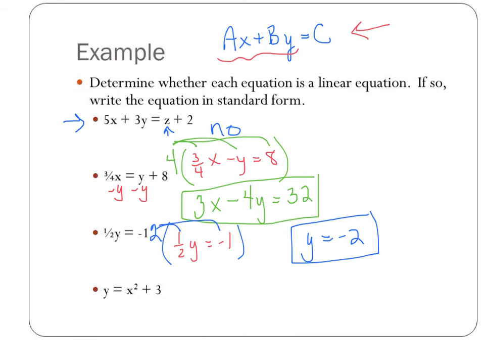B and C are integers, right? Greatest common factor of 1. There we go. Alright, let's look at the last one. Can this be written in standard form, or is this a linear equation? It is not. You can't have an x squared. There's no x squared in ax plus by equals c, so that one is no.